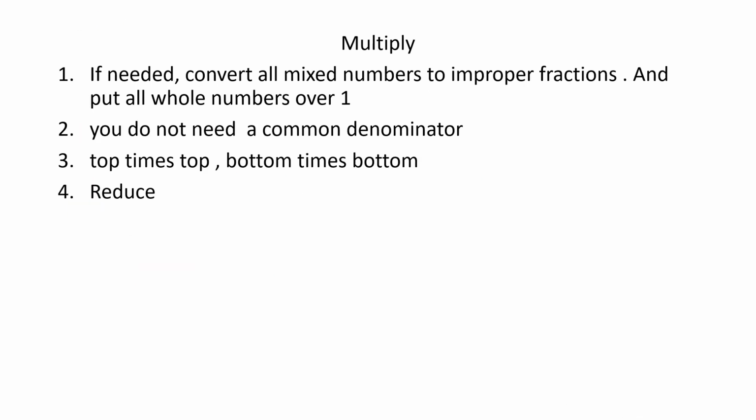To multiply, we do the same things. The first step is the same. If you have mixed numbers, convert them. If you have a whole number, put it over 1. Now listen, one of the reasons we're re-reviewing this is because a lot of you missed this before. You do not need a common denominator when you're multiplying. You only need a common denominator if you're adding or subtracting. Multiplication, you just do top times top, bottom times bottom, and then reduce. You do not need a common denominator when multiplying.